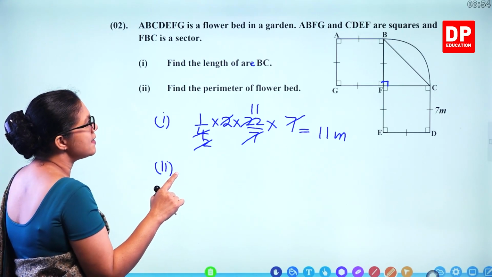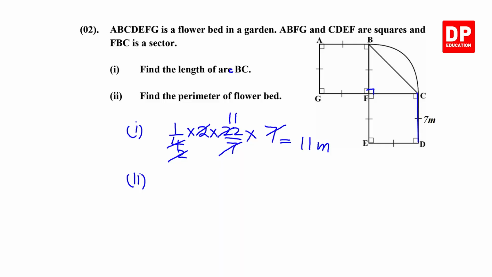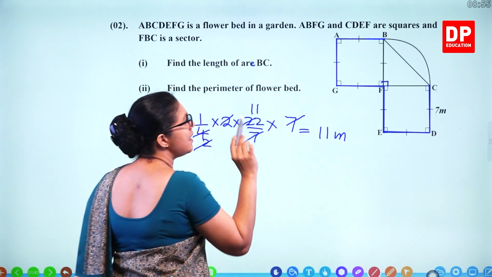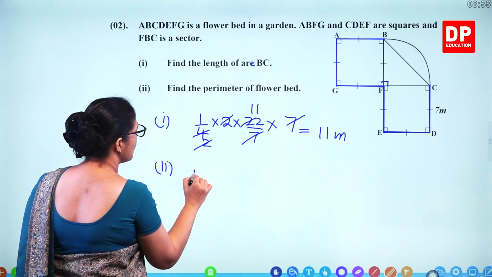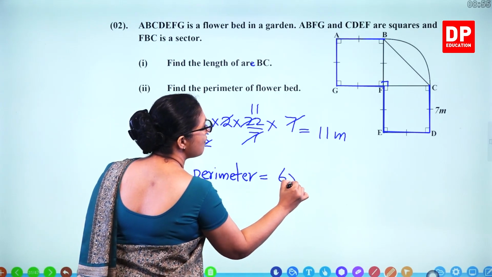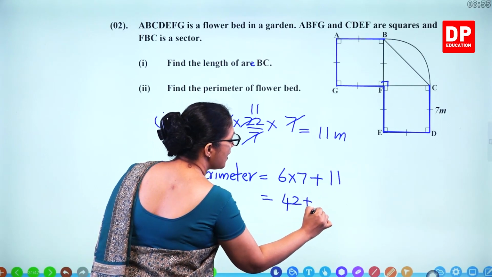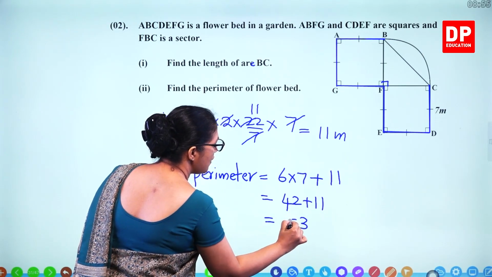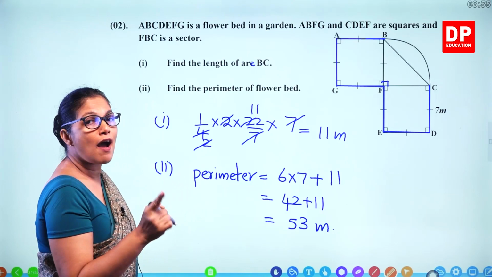And the perimeter of the flower bed. So perimeter means how many 7s we have to add. We can count 1, 2, 3, 4, 5, 6, and then the arc length. So 6 into 7. So the perimeter is 6 into 7 meters plus the arc length 11. So 42 plus 11, you get 53 meters is the perimeter of the flower bed.